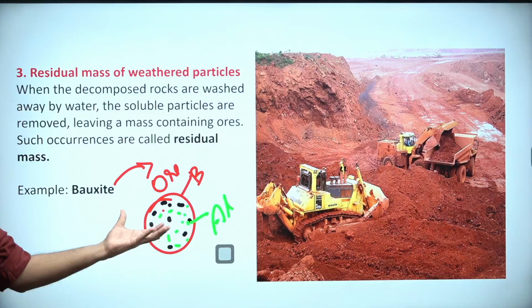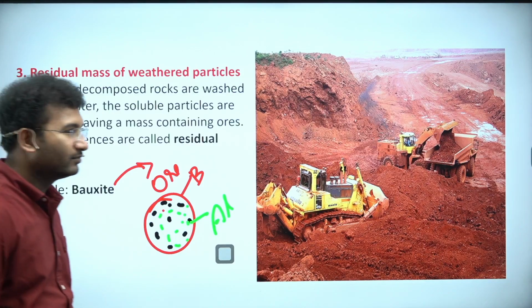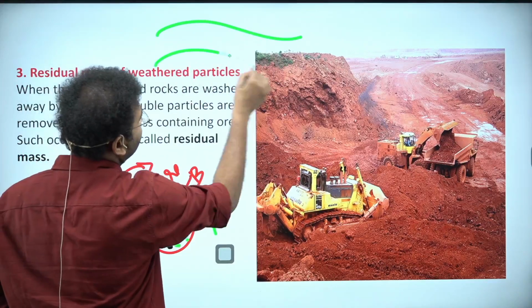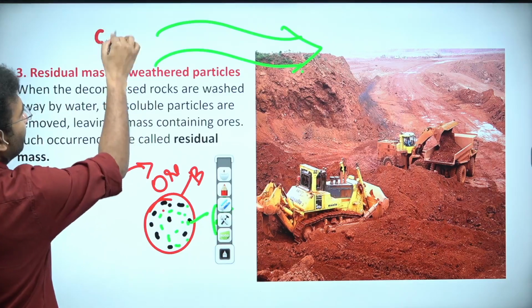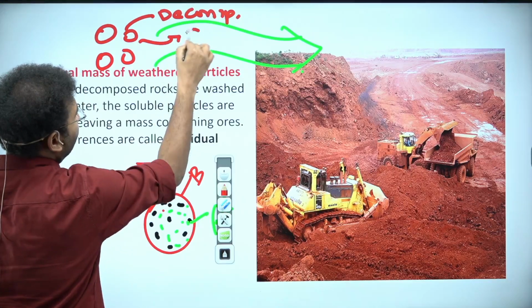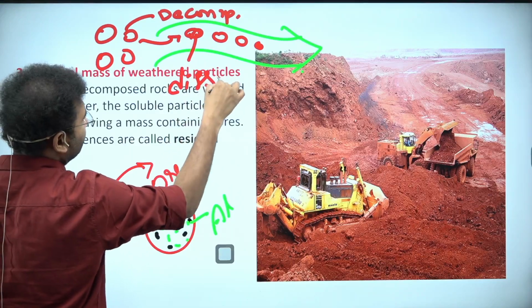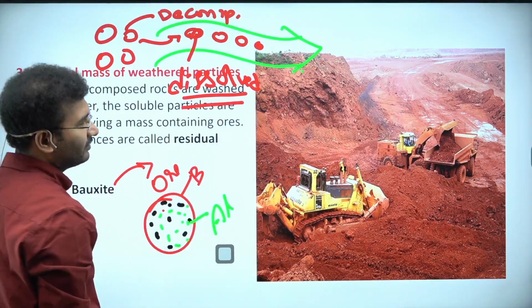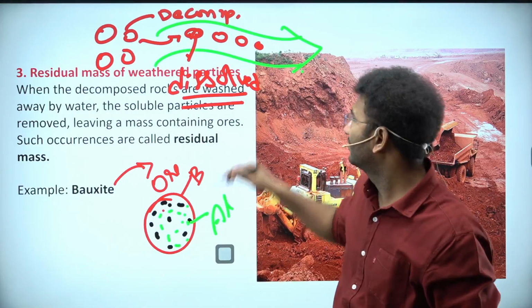So this bauxite rock, how is it formed? Decomposed rocks are washed away by water. The soluble particles are removed, leaving a mass containing ore. Such occurrences are called residual mass. In simple terms, imagine this is a river. There are some rocks which are decomposed, right? They can be carried by this river. Sometimes the minerals present in them will get dissolved, and later on the pure part of that weathered or decomposed rock will be deposited here.